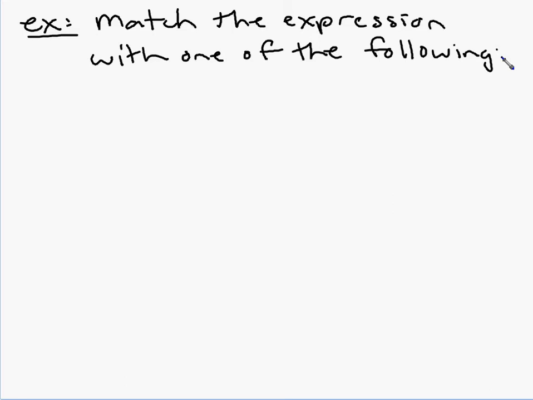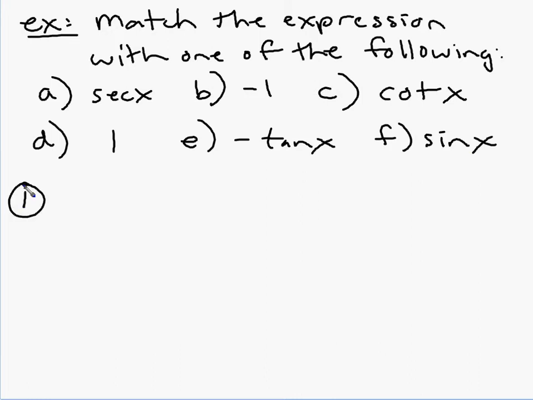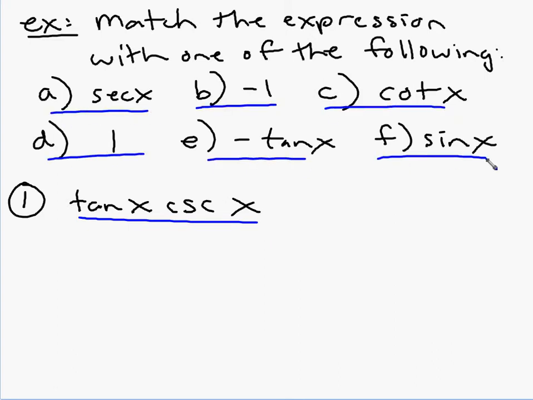They're going to say, okay, it could be A, secant of x. It could be B, negative 1. It could be C, cotangent of x. They're going to give you D, 1. E is negative tangent of x. And F is the sine of x. And they're going to give you an expression like number 1, tangent of x, cosecant of x. So what they're saying is this expression right here is going to be the same as one of these up here, A, B, C, D, E, or F. It's going to simplify to become one of those.